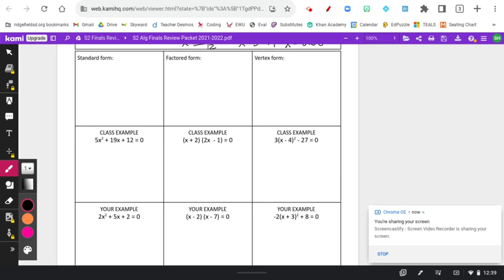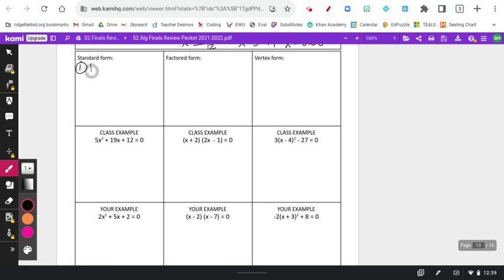Hey guys, this part's the solving portion of quadratics. We're going to start with standard form. The first step for this is going to be to factor. If you don't remember how to factor, that can be found in the polynomial section.